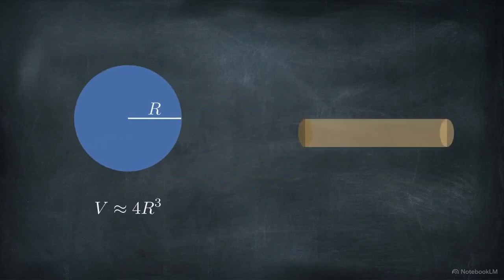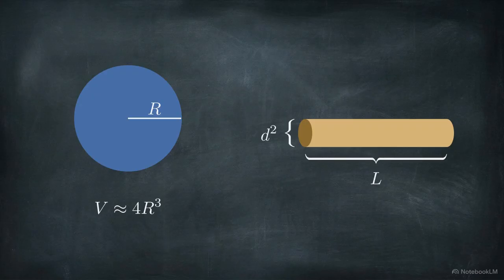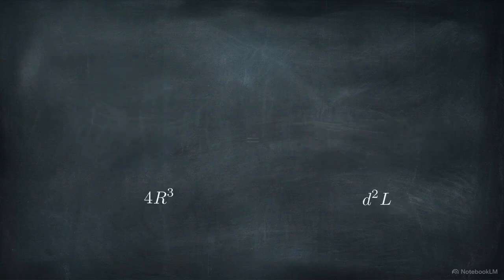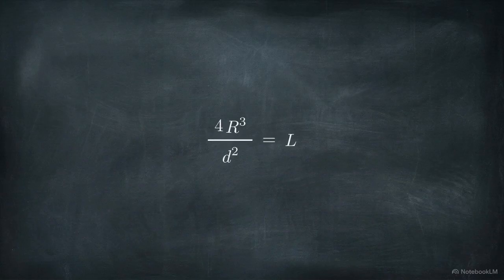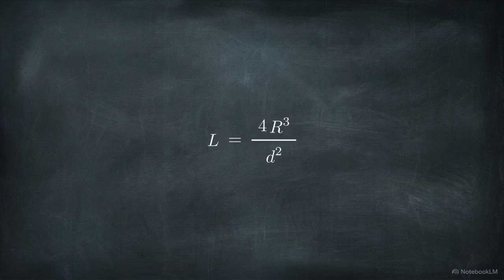Next, we define the volume of the string itself. If we view the string as a long cylinder with a cross-sectional area of d squared and a length of L, its volume is d squared times L. Because the volume of the string must equal the volume of the sphere it creates, we set the 2 equations equal to each other. Now we can easily isolate our unknown variable, length.